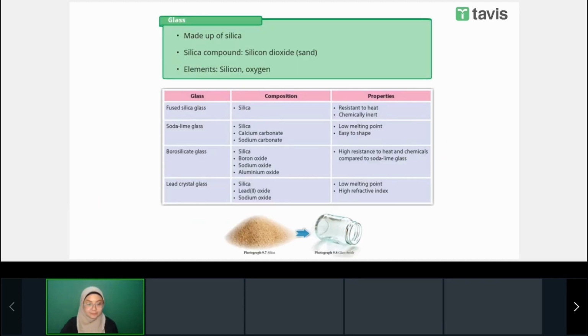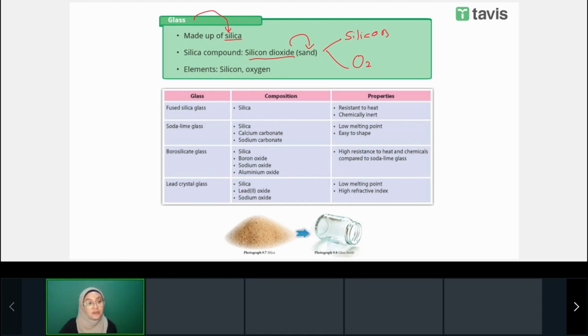All right, done. Now let's go to the glass. When we talk about glass, please remember silica. Where can we find silica? From silicon dioxide or sand. Okay, glass, silica, silicon dioxide, and sand. What are the elements inside silicon dioxide? It is silicon and oxygen, SiO2.